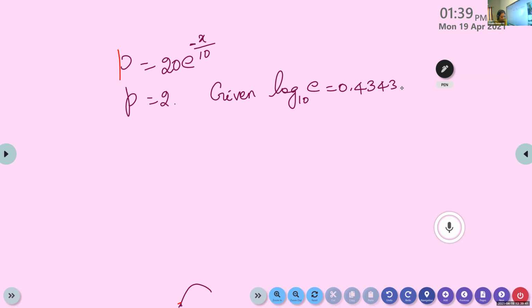Look at the question. The demand function for a commodity is P is equal to 20 into e raised to minus x by 10. Find the consumer surplus at equilibrium when P is equal to 2. Given log e to the base 10 is 0.4343. So how to do this? Our P value is given, isn't it? First thing is we want to find x naught. P is equal to 20 into e raised to minus x by 10. Therefore, what is P naught?